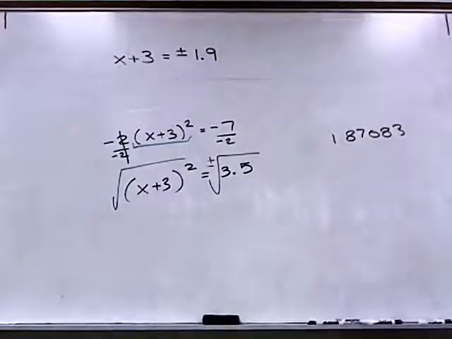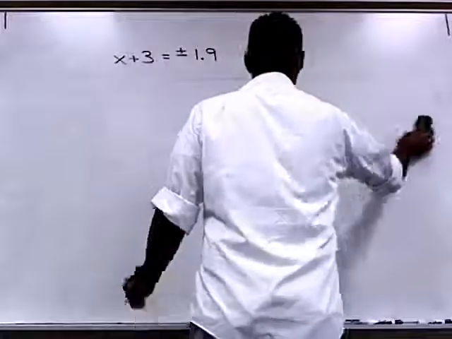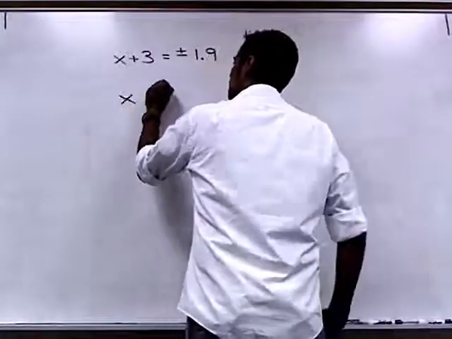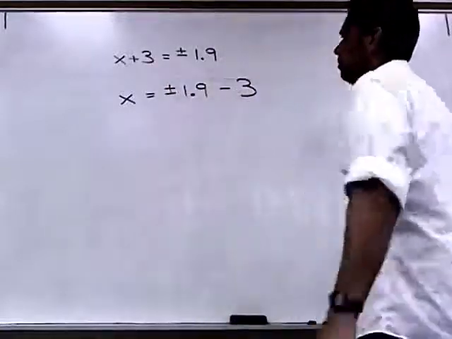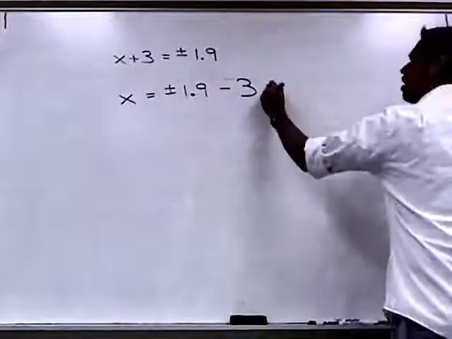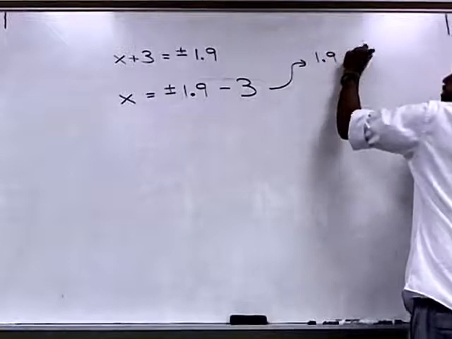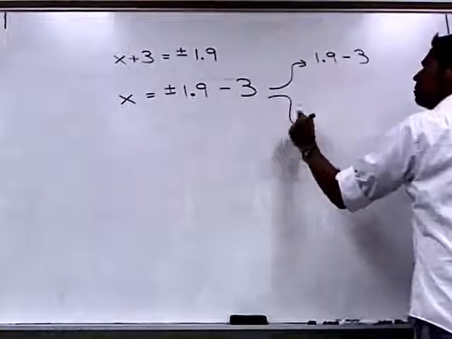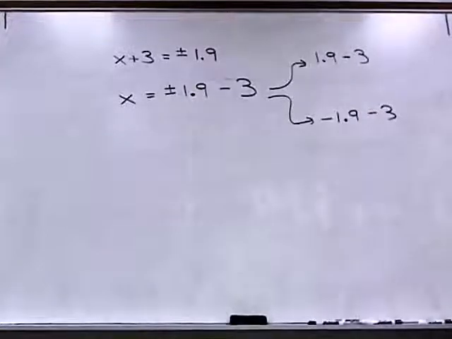Now, to get x by itself, what do I need to do? Subtract 3 on both sides. Now, be very careful in this step, because you're going to leave plus or minus 1.9, and now you're going to subtract 3. All right, just took 3 away from both sides. This gives me 2 possible answers, doesn't it? One answer I get is when I do positive 1.9 and then take away 3. The other answer I get is when I do negative 1.9 and then take away 3. And those are 2 different answers, aren't they?